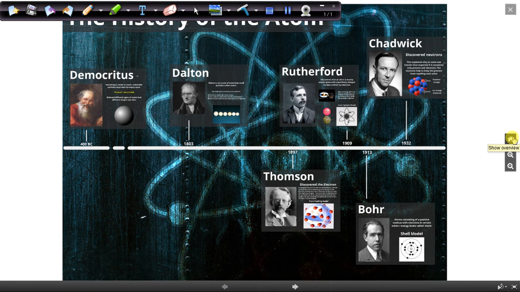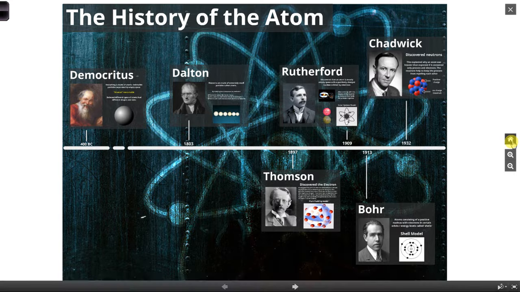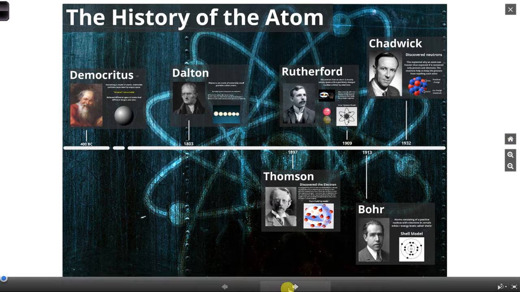Okay, in this tutorial I'm going to run through basically the history of the atom, so the scientists and the key ideas that led to the development of our model of the atom. Let's start with it. Here's a basic timeline. It's worth noting that the dates aren't necessarily exact, especially the early ones.